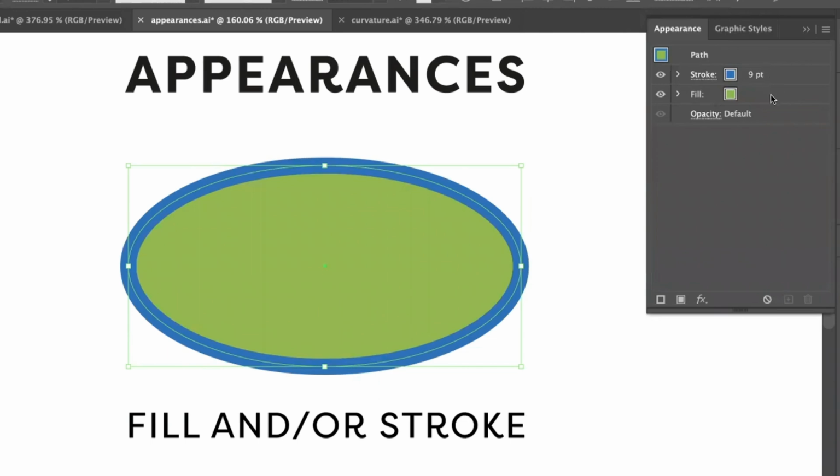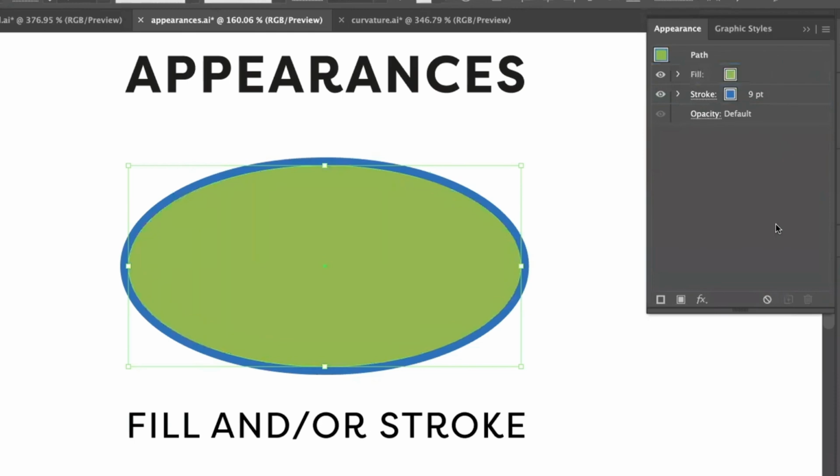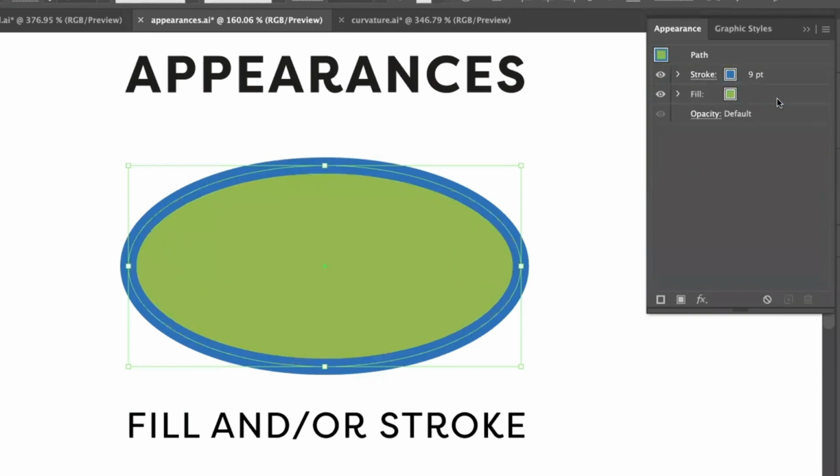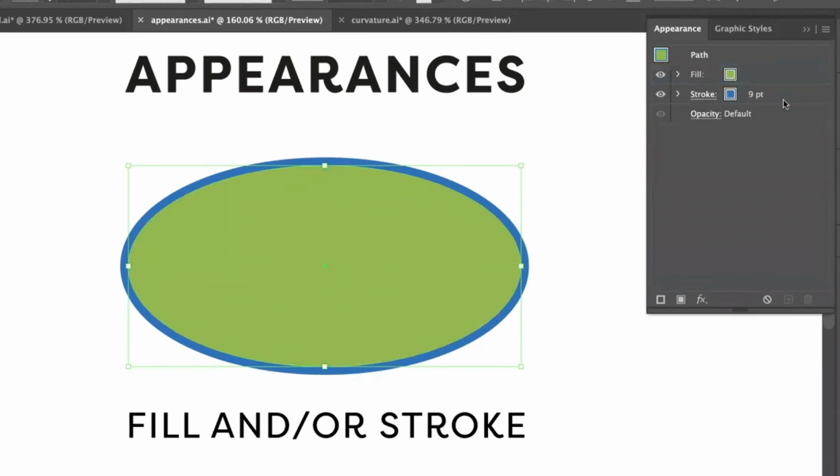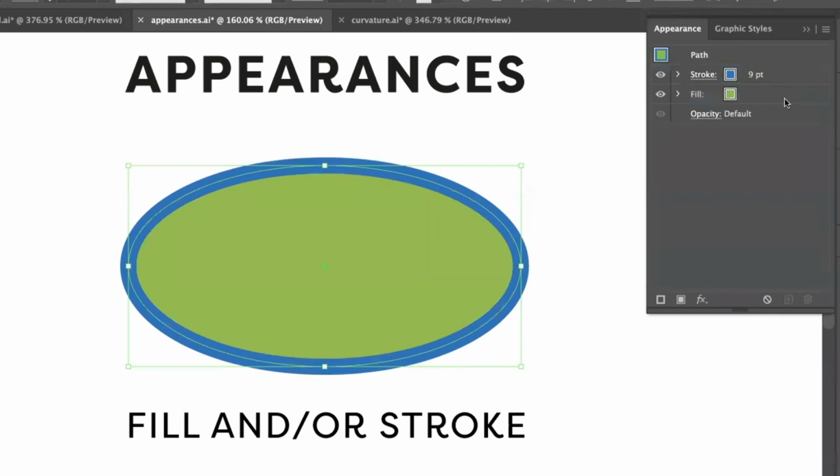If I want to, because this is like a mini layers panel for this one path, I can actually take that fill and drag it up above the stroke. And you see now that fill is obscuring part of that stroke. So the default in Illustrator, anytime you draw, is that stroke goes above fill. But in the appearance panel, you actually have control over that. So here, with this selected object, I'm just dragging like that to move these around.